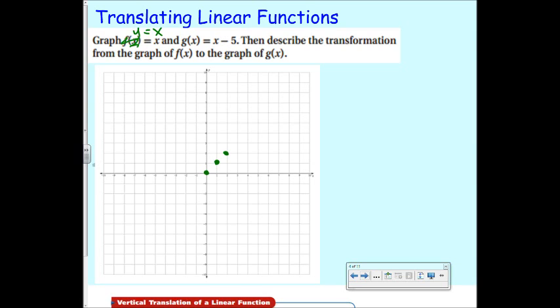What if I wanted to go backwards? Down 1. Left 1, good. Down 1, left 1, very good. Okay, so there's my parent function. And we'll put that one in green. And then we've got this second one, which is y equals x minus 5. So describe to me, how is that going to be different?